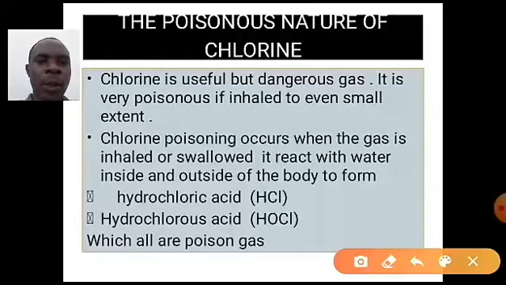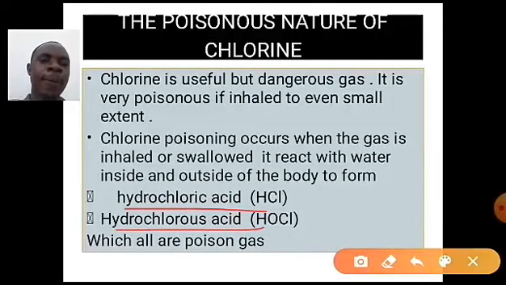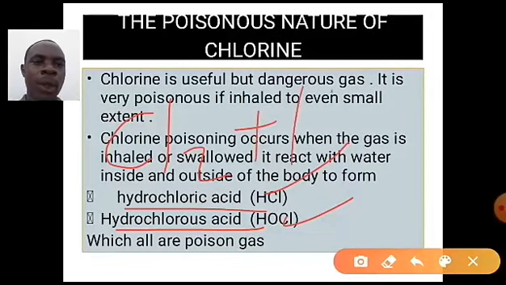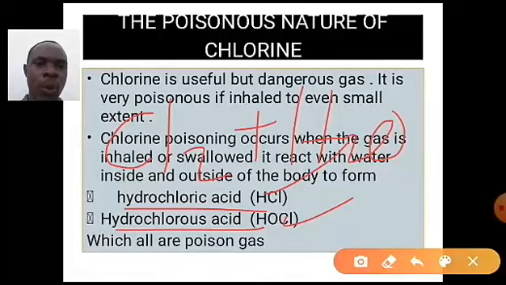The products which will be formed are two products. The first product is hydrochloric acid. Another product is hypochlorous acid. See the difference between this and this. These are the two products which are formed when chlorine gas reacts with water: hydrochloric acid and hypochlorous acid.